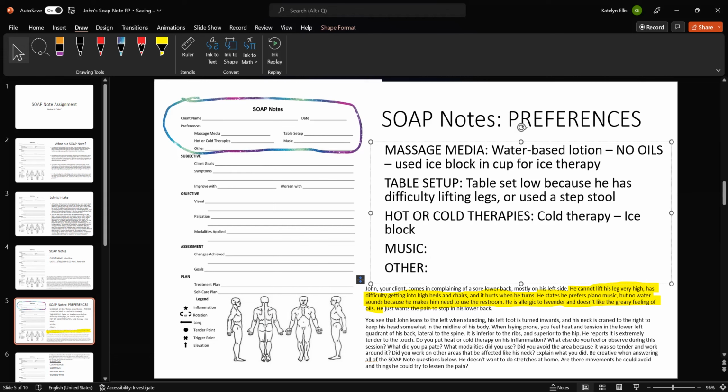So I'm going to say no water sounds in capitals, so I know for next time. Just like I put no oils in capitals. Sometimes you can even circle that. All right.